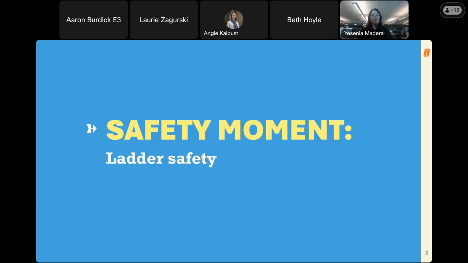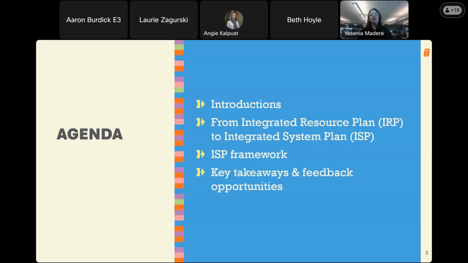Now, as we keep safety top of mind, let's move on to our agenda. We'll start by introducing the project team. Then we'll go over what the integrated system plan is and how it's different from the last IRP, or integrated resource plan. Then we'll talk about the process or the framework of this ISP. And at the end of the presentation, we'll do a recap or a quick review of the main ideas from today and what we need from you after today.